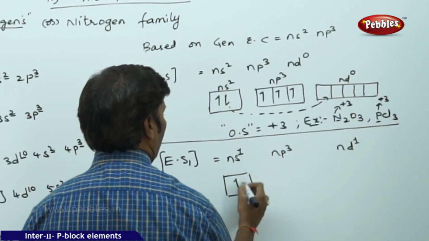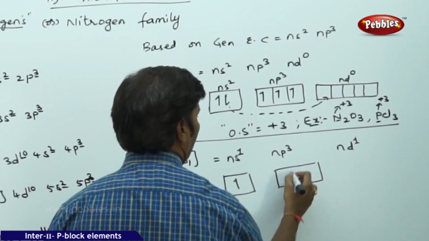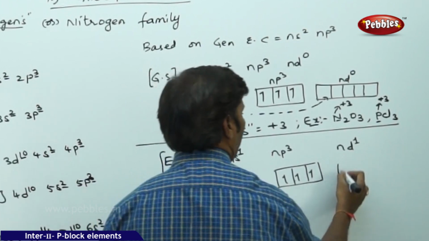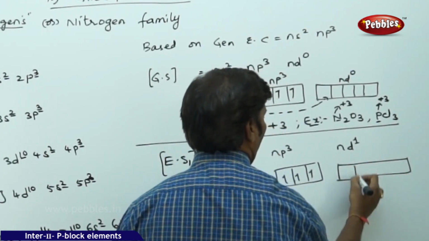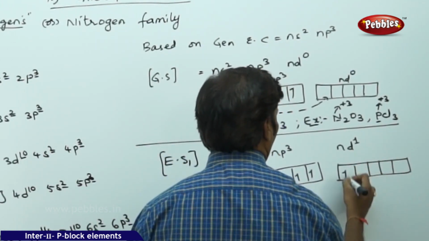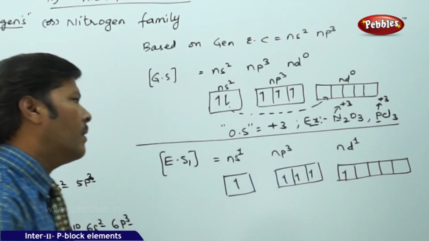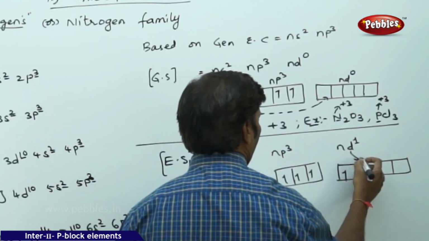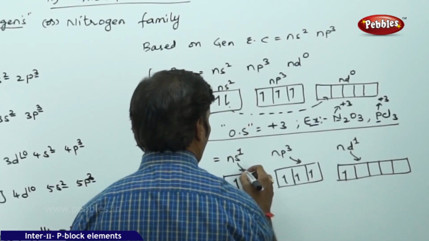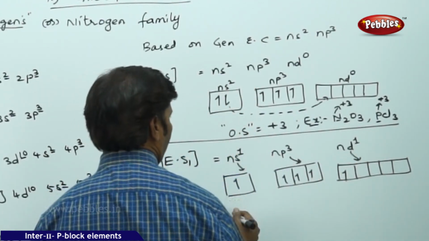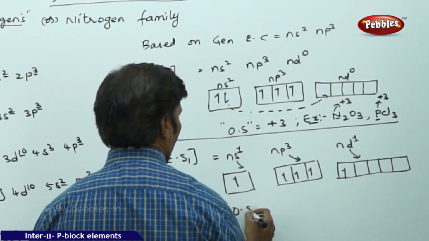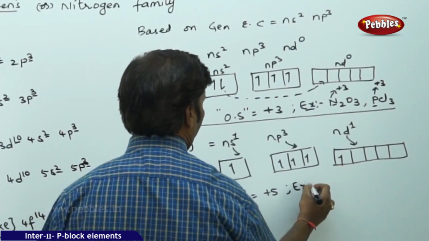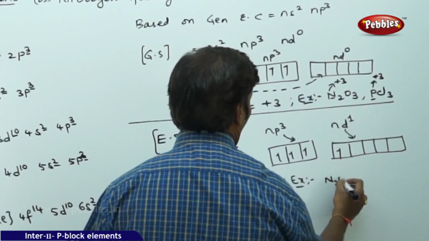So this is NS1, this is NP, there are 3 electrons here, and this is ND1. 1, 2, 3, 4. So total 5 unpaired electrons are there in the first excited state. So it is very clear that this is ND1, this is NP3, and this is NS. Therefore here you can say that the oxidation state is plus 5, and the example for the plus 5 oxidation state, we can take N2O5.